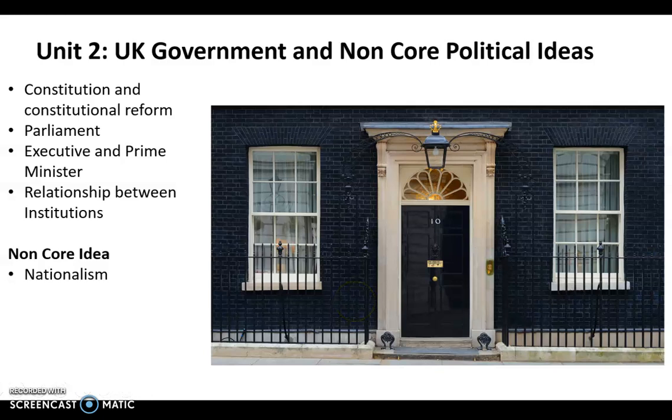We then come on to Unit 2, which is on the UK government. So it looks at the UK Constitution and how our system is kind of set up. It looks at Parliament, the Prime Minister and the Executive, and the relationship between institutions. And within that particular part of the course is where the Supreme Court is also located. Then we have a non-core idea which we have a look at, which is nationalism. I normally do that at the end of the second year, right before the exams. So that is the first year, essentially.